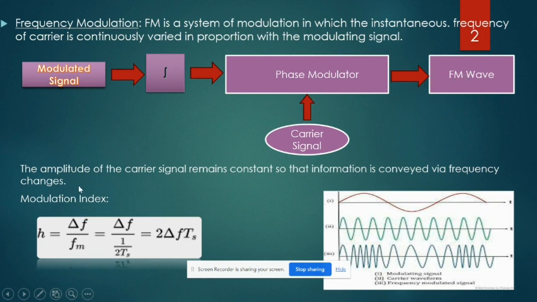The modulation index is denoted by h, equal to delta f by f_m, where f_m is the frequency of the message signal, and delta f is a constant times E_m, where E_m means the amplitude of the message signal. And we can write it as delta f by 1 by 2Ts, equal to 2 delta f into Ts.